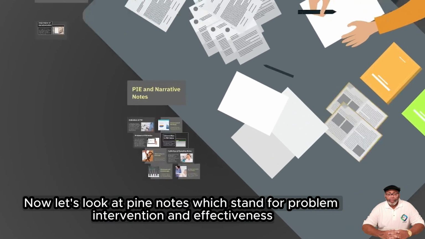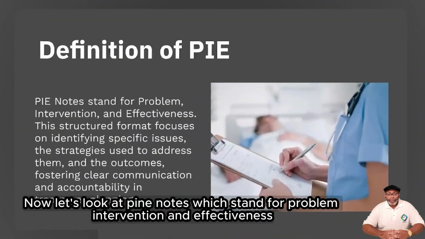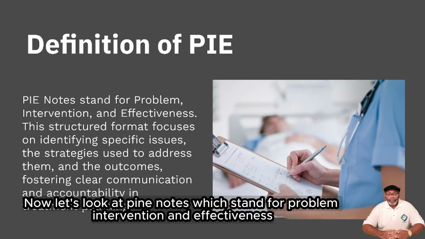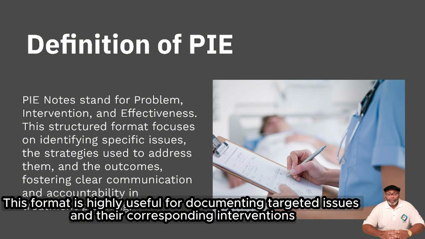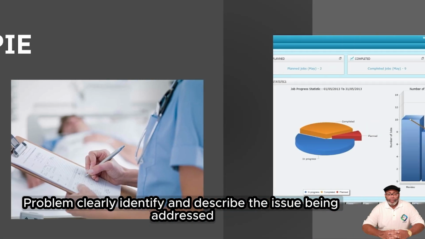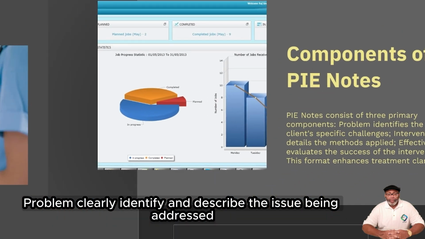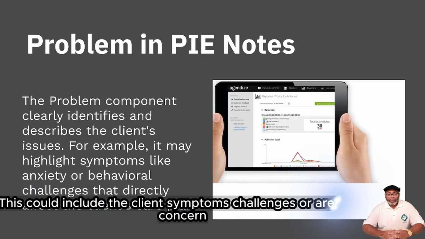Now, let's look at PI notes, which stand for Problem, Intervention, and Effectiveness. This format is highly useful for documenting targeted issues and their corresponding interventions. Problem: clearly identify and describe the issue being addressed. This could include the client's symptoms, challenges, or areas of concern.